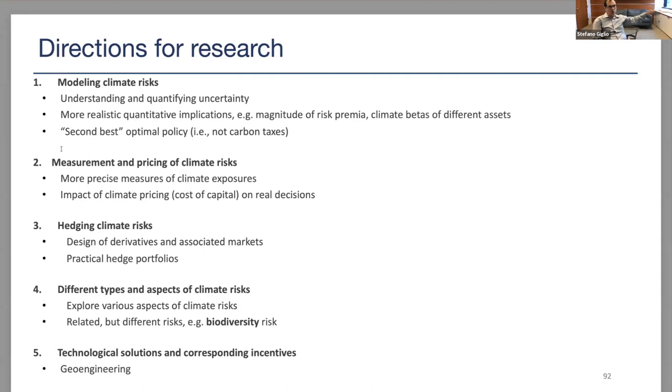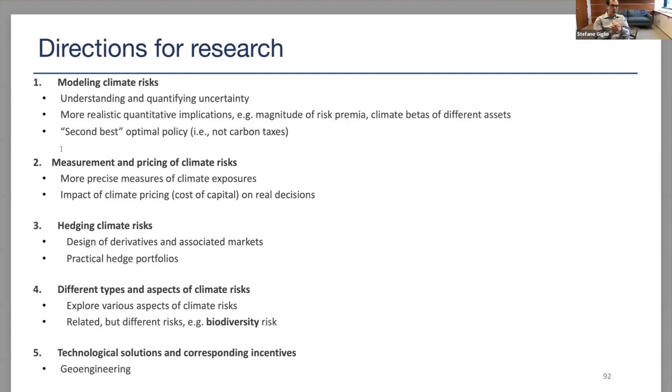Kelly Schwenz and some others have a paper on this. Jusan Bisberg has a different paper on whether this is a relevant channel. That's, I think, another important area of study. There's a bunch of questions on the hedging of climate risk. How do we design good derivatives? How do we make those markets I talked about before work better? How do we improve the hedging portfolio techniques that I just showed you?